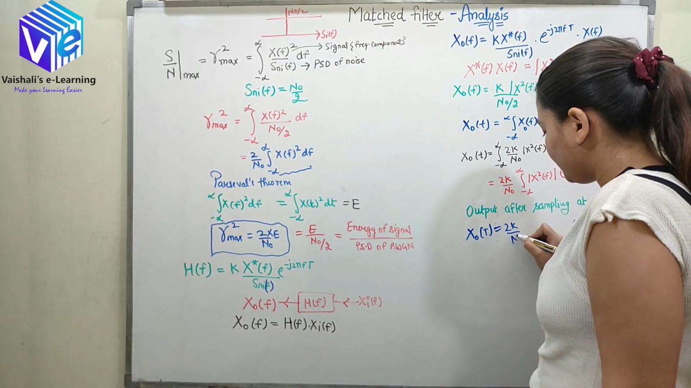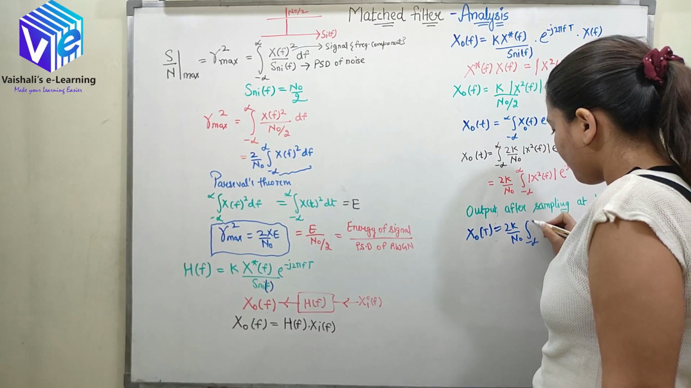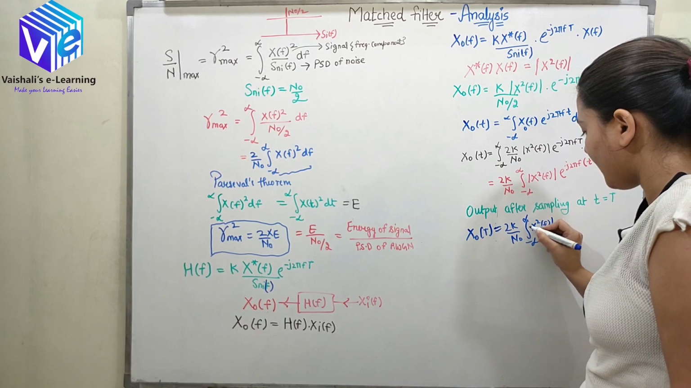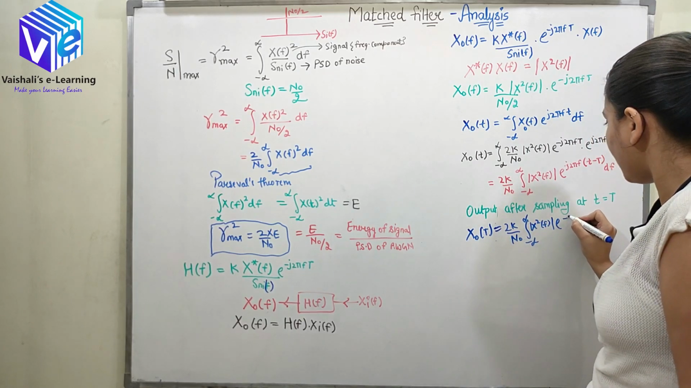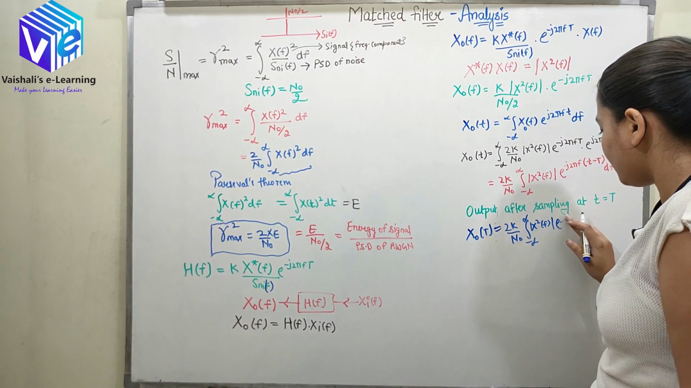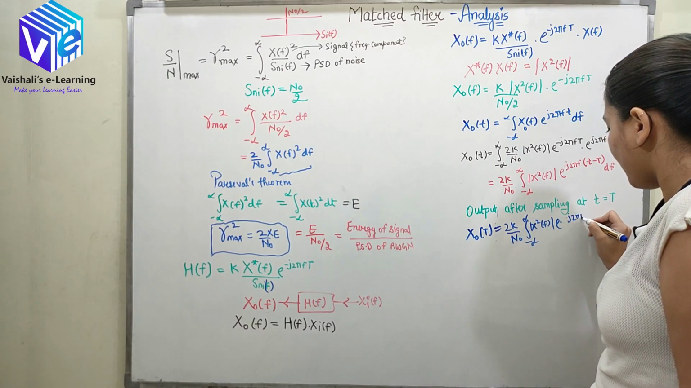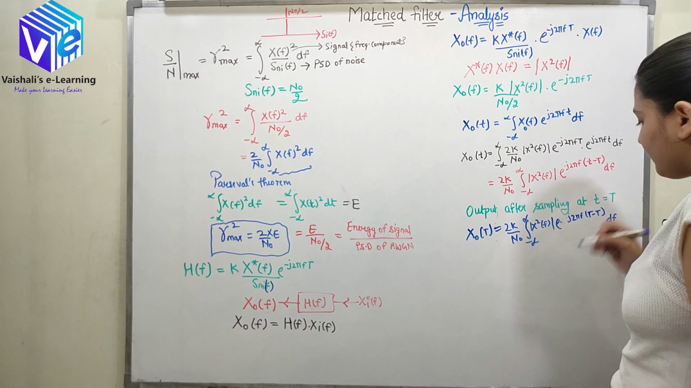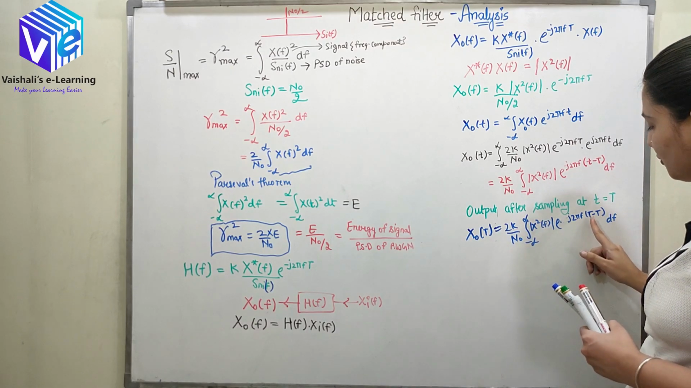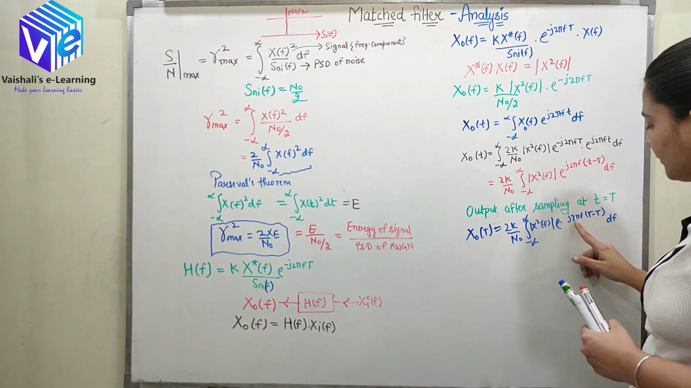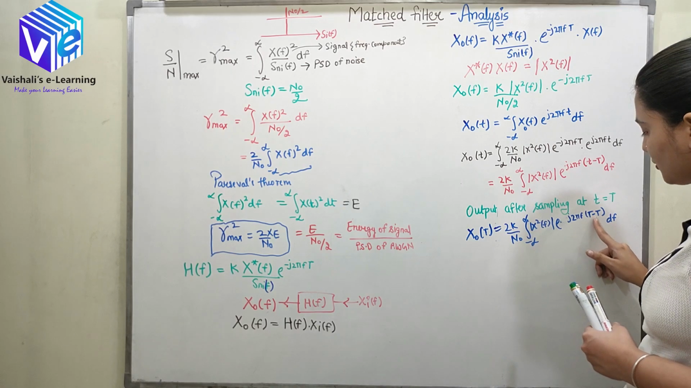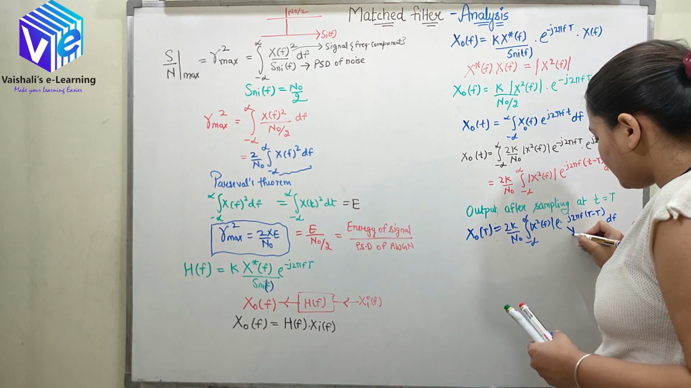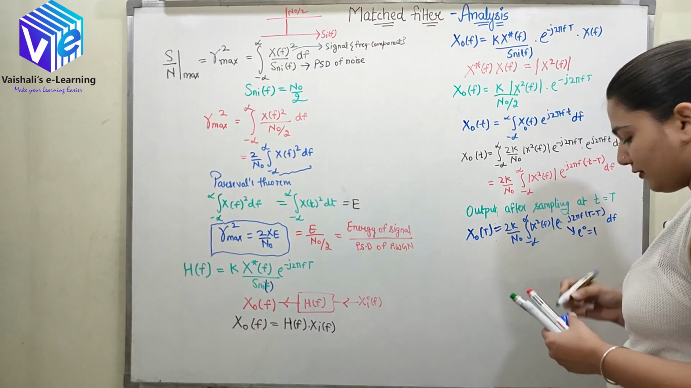2K by N naught integration from minus infinity to infinity X squared f e raised to power j 2 pi f (capital T minus t) df. So now I am left out with this. So e raised to power 2 pi f (T minus t). So this would be 0. So e raised to power 0 would be 1. So this results in e raised to power 0, which is equal to 1.